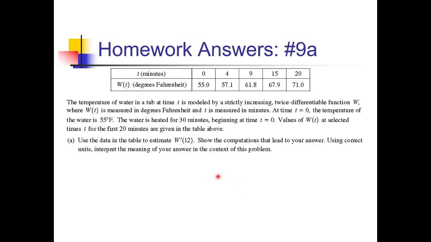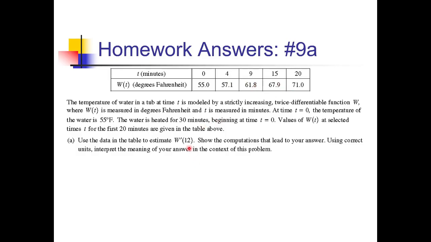For this calculator-based free response problem, we have the temperature of water in a tub at time t modeled by a strictly increasing twice differentiable function W, and W(t) is measured in degrees Fahrenheit, t is measured in minutes. At time zero, temperature is 55 degrees Fahrenheit. Water is heated for 30 minutes, beginning at time zero, and some values of W(t) at selected times are given in the table here. So they didn't give us the whole picture, but they gave us a few snapshots.